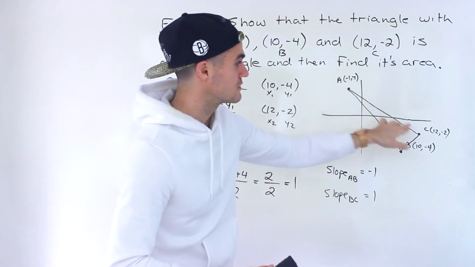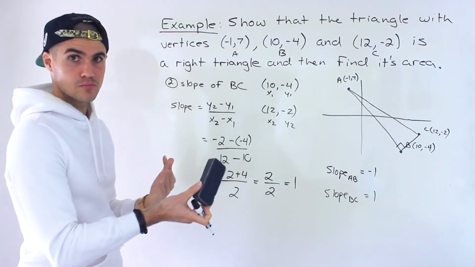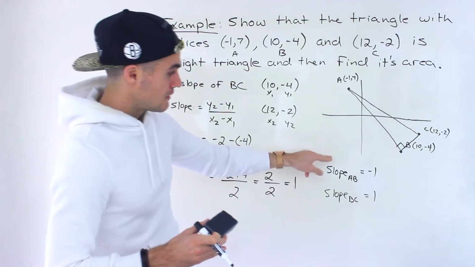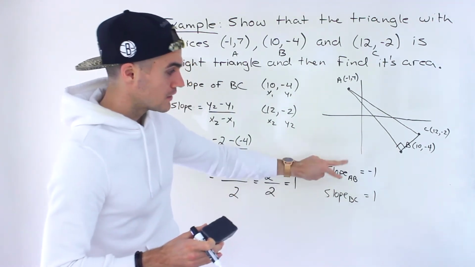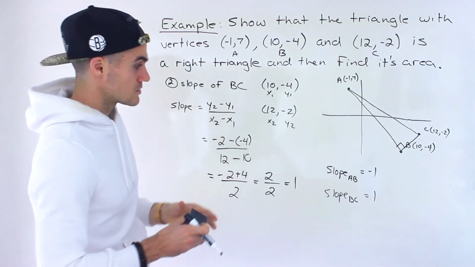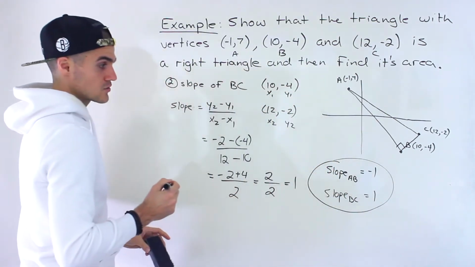So we actually don't even need to find the slope of AC, but your teacher may require you to find all 3 slopes. So if so, make sure you do. But if the first 2 slopes you find are negative reciprocals of each other, then you know that it's a right angle triangle. So because of this over here, we showed that it's a right angle.